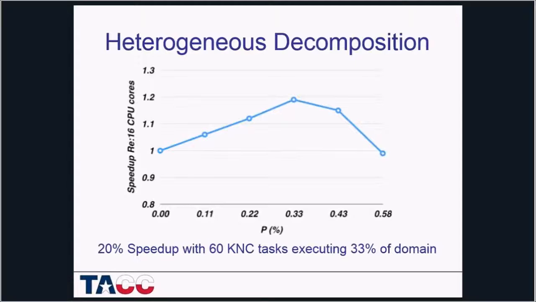host. And this is something we've seen fairly regularly with other codes as well, that we can get about 20 to 30% improvement over the entirety of the Sandy Bridge host, offloading about 30 to 33% of the work onto the card.